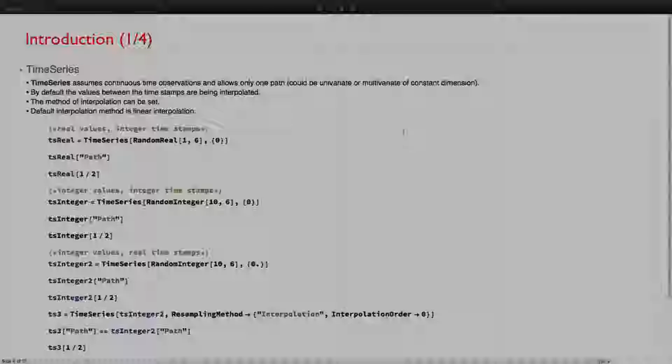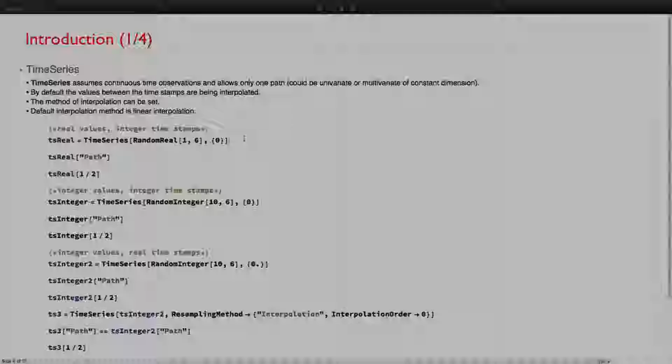So time series. The basic assumption about time series is that the observations we have are in continuous time, and there is only one path allowed to be stored in the time series, and it could be univariate or multivariate, but the dimension must be consistent. By default, the values between the timestamps are being interpolated. This method of interpolation, how we want to fill them in, can be set, and by default this is linear interpolation.